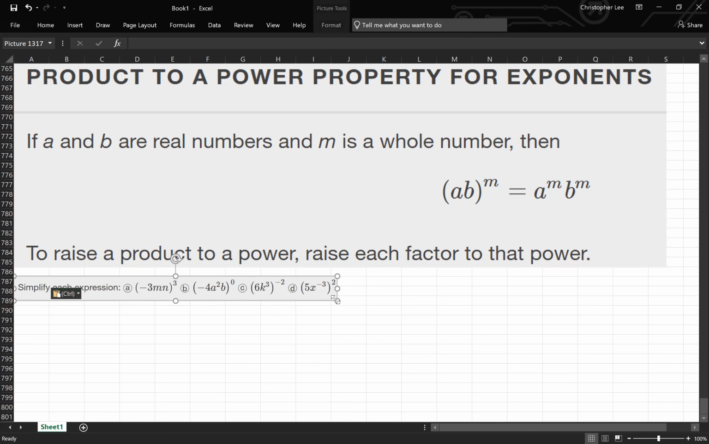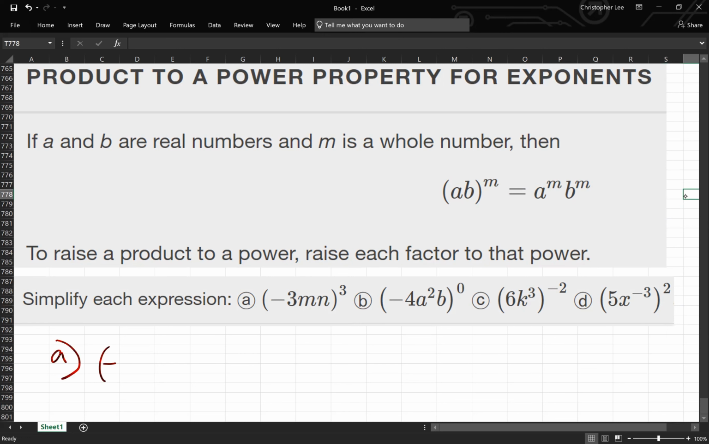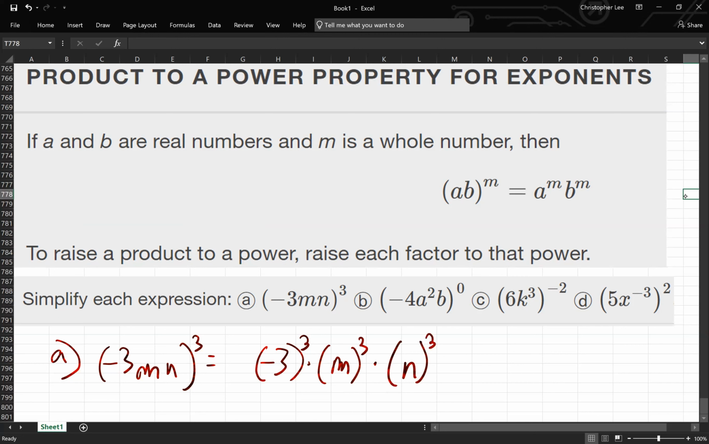So let's say I have, for example, -3mn raised to the 3rd power, right? What I'm saying is that every single factor, every single term in this is going to get a 3rd power. So this is going to be -3 to the third, m to the third, and then n to the third. Put it all together, right? What does this become?